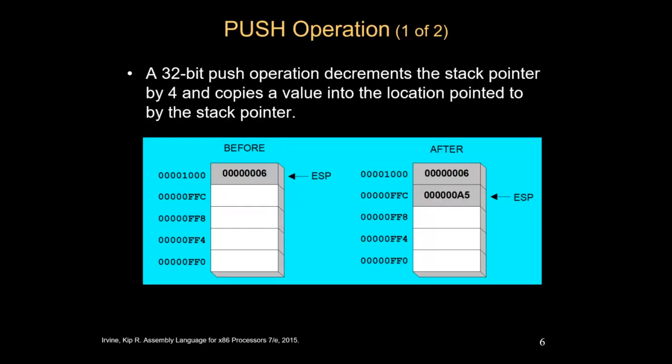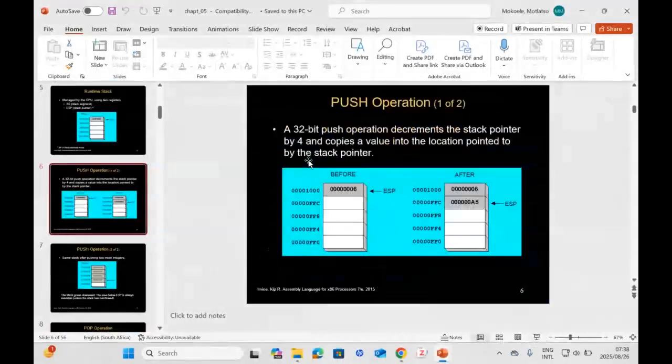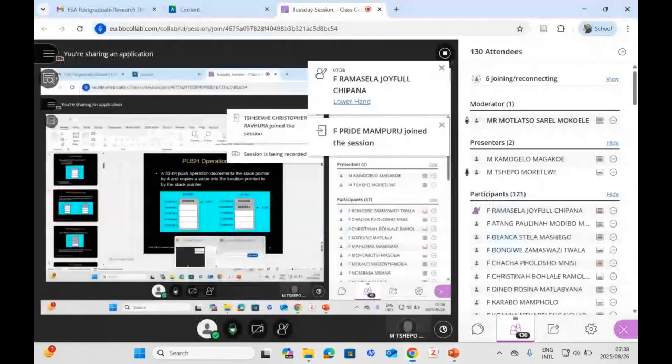So a 32-bit push operation decrements the stack pointer by what? By 4 and copies a value into the location pointed to by the stack pointer. Why does it decrement it by 4? Using the sense of 32-bit is 4.